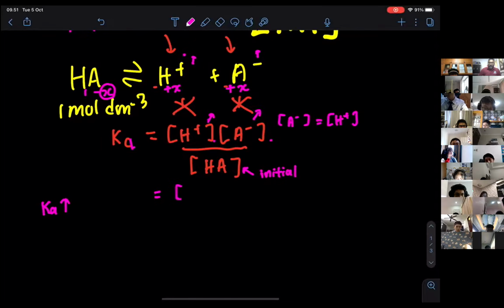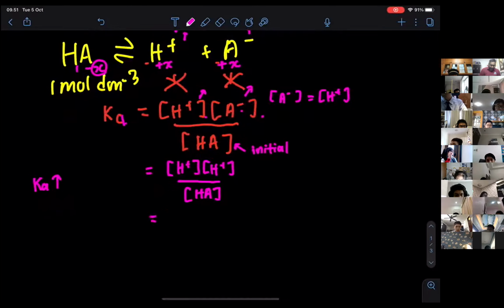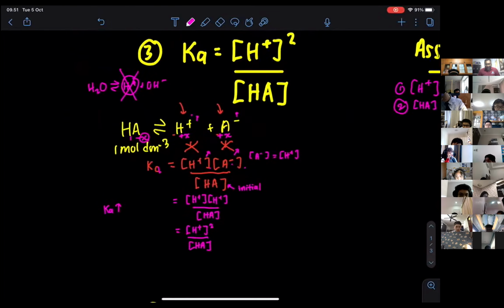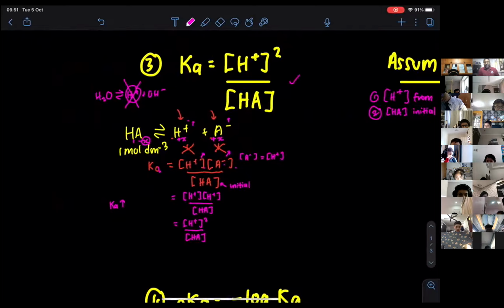But we can calculate the pH. The reason why we have to simplify this is because I want to calculate pH. So I know that H plus, then this A minus must be H plus because it's the same, and then divided by the concentration of HA initial, and I will have the concentration of H plus to the power of 2 divided by the concentration of HA. Now, this is how we get this formula. And this formula is only valid for your weak acid. So you always use this formula for weak acid.